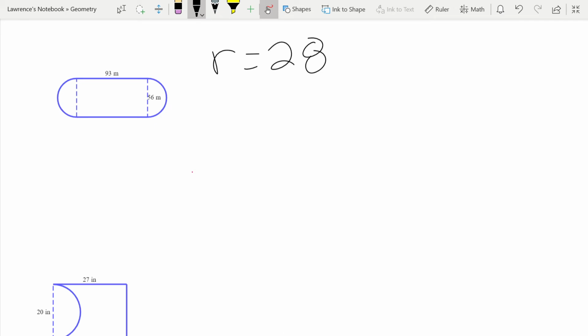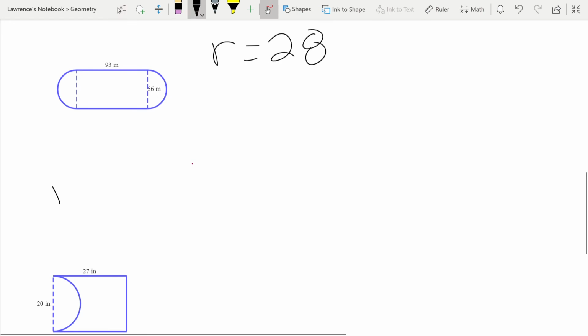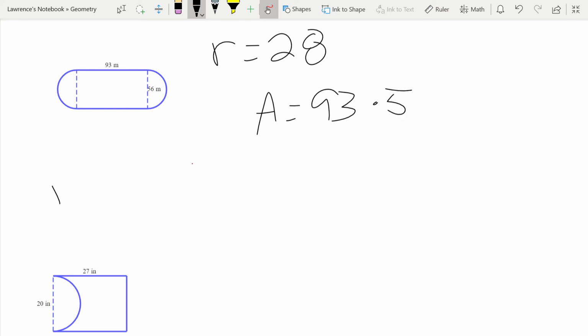So once again, area of the rectangle: 93 times 56. Let me grab my calculator real quick, folks. 93 times 56 is 5,208.